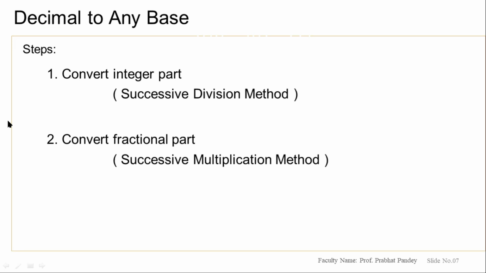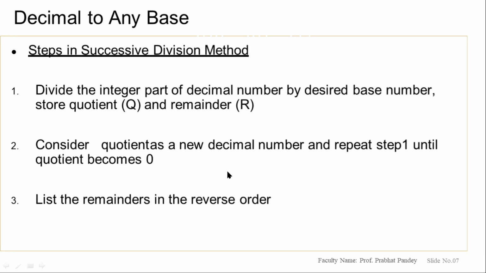Now the third and last type of conversion is when we need to convert a decimal number to any base. For the integer part we have to do the successive division method, and for the fractional part we need to do the successive multiplication method. We will see what these methods are now.